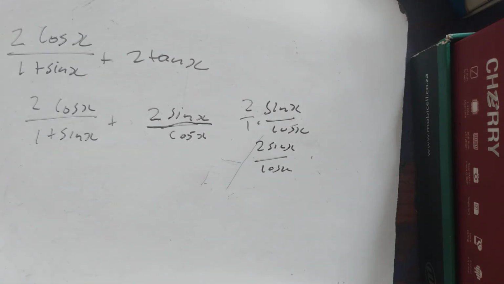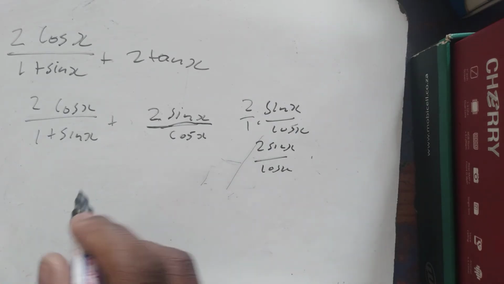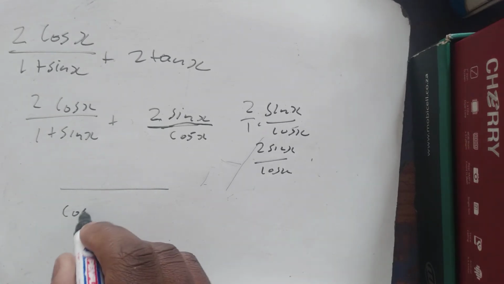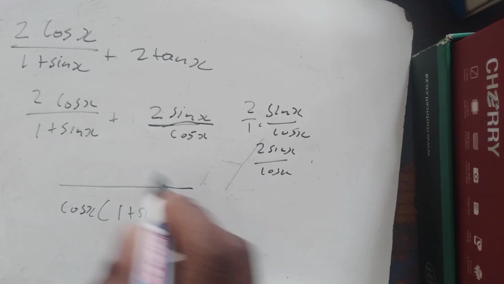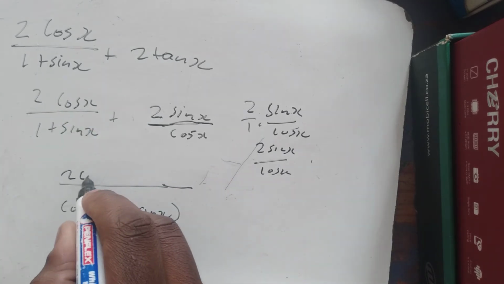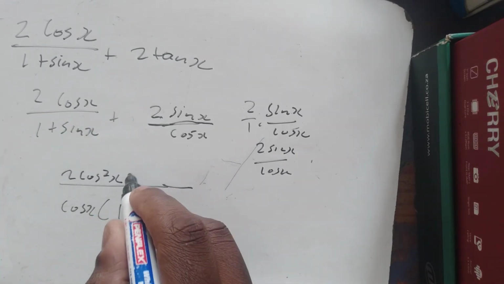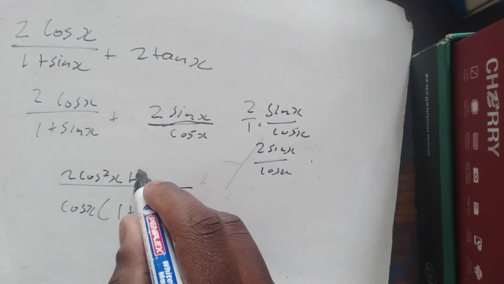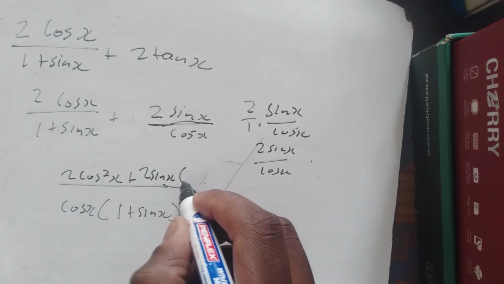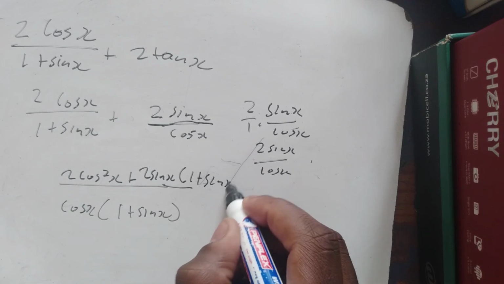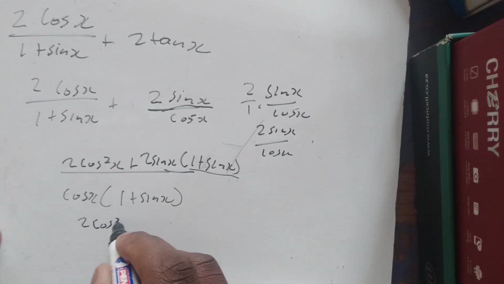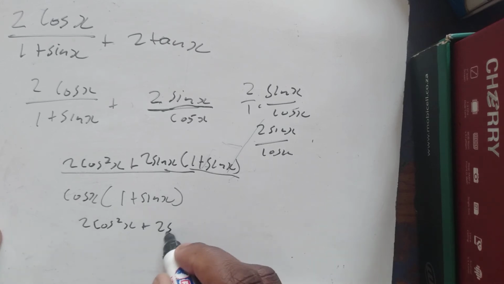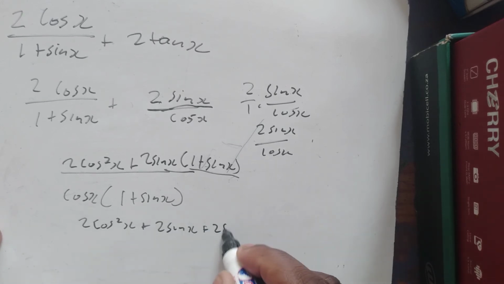Now, since the denominators are not the same, I have to multiply them. So this becomes cos x times 1 plus sine x. And then now when you multiply this, it is 2 cos squared x plus, I multiply this, it becomes 2 sine x times 1 plus sine x. So from here we can go further. So this becomes 2 cos squared x plus 2 sine x plus 2 sine squared x.